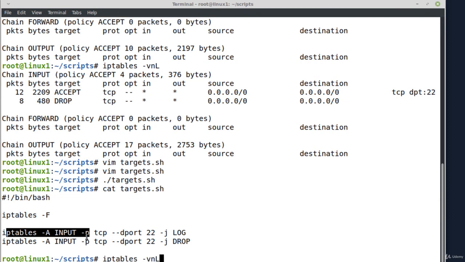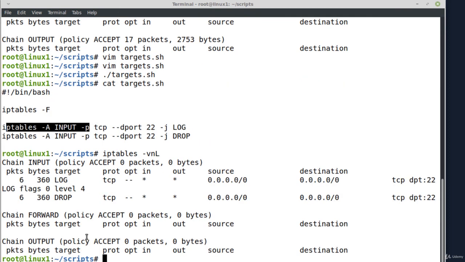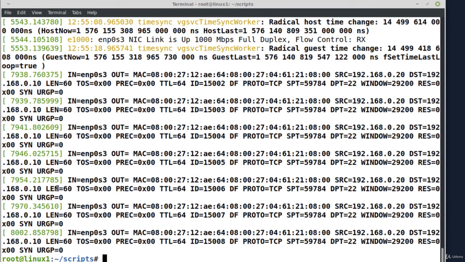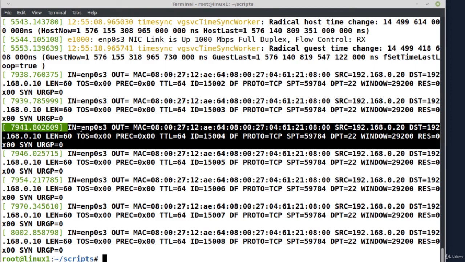iptables -vnL. I am listing the firewall. We notice that both rules have matched packets, and it's the same number. 6 packets have been logged and then dropped. The LOG target uses the kernel log facility. If we execute the dmesg command, like this, we'll see the logged packets. These are the headers of a logged packet. That's another proof that the packets have been logged and only then dropped.